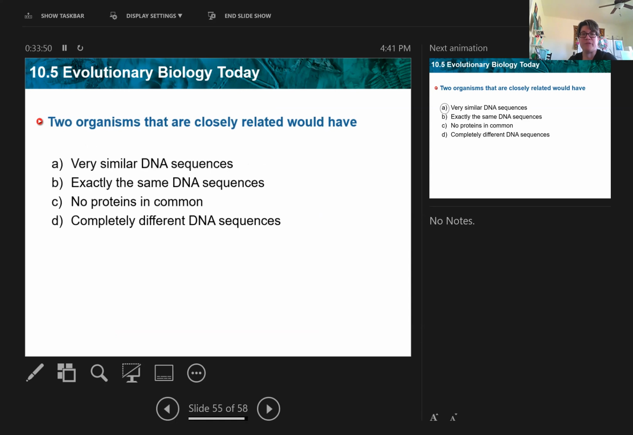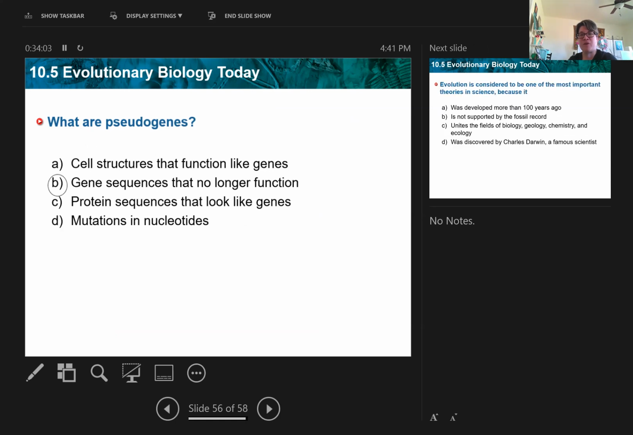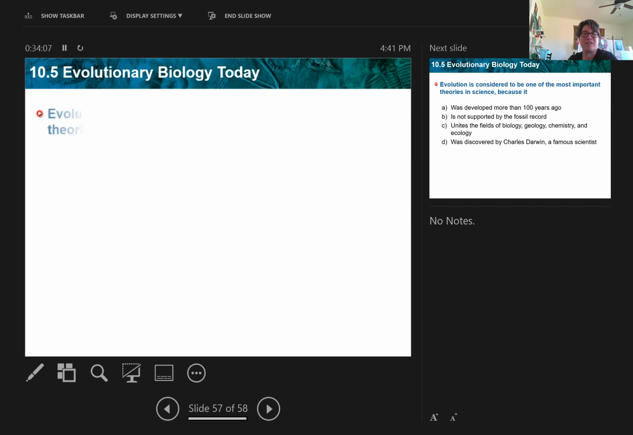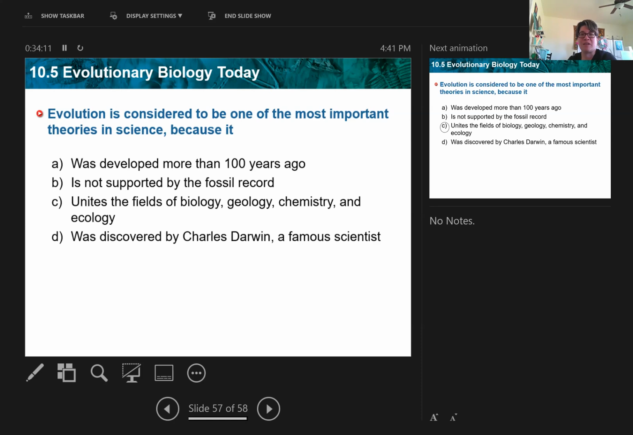So if they're closely related, they're going to have very similar DNA. And then what are pseudogenes? So those are the gene sequences that no longer function, and you can think of fake genes, but that's not really the best translation. Evolution is considered to be one of the most important theories in science because it does what?